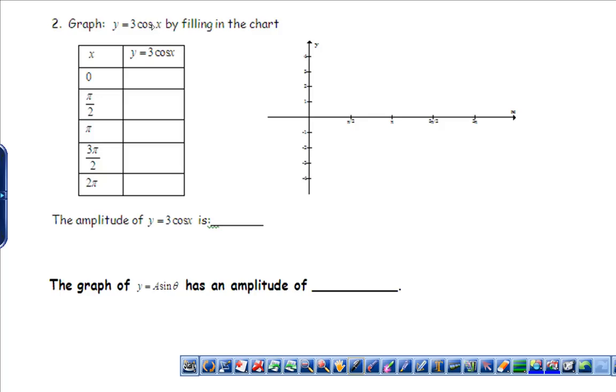Remember, so if we're doing x, I'm going to be looking at this right here. It looks like x is going to be radians. So I've got a bunch of pi's here. So if this is my x value, I want to do 3 times cosine x.